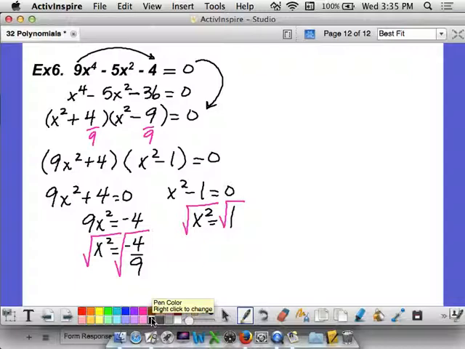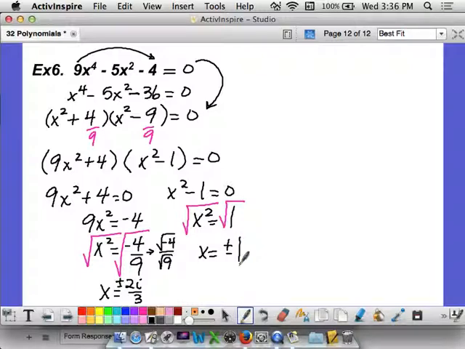So then we're going to solve. Also remember here that this is the square root of negative 4 over the square root of 9. So x is equal to 2i over 3, plus or minus. Don't forget the plus or minus. Then this is equal to plus or minus the square root of 1, which is simply 1. So here are my 4 answers. 1, 2, 3, 4. Plus or minus on both accounts.